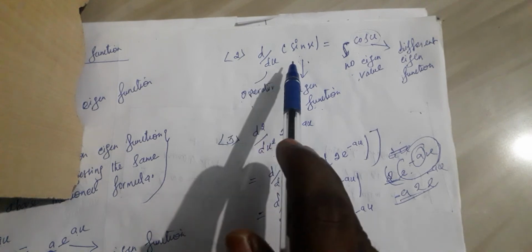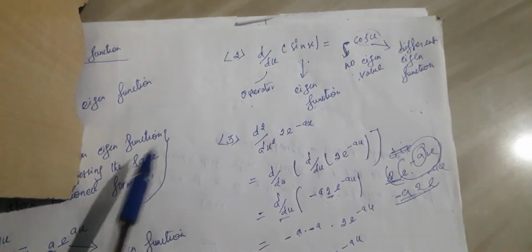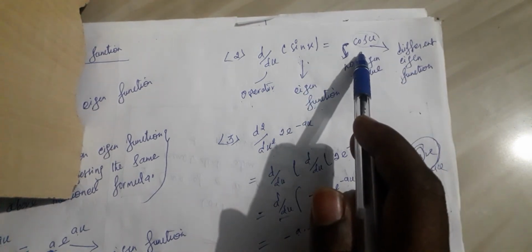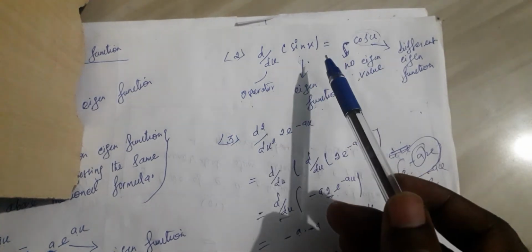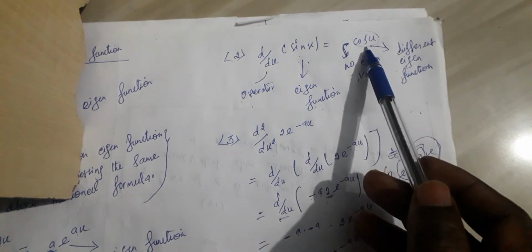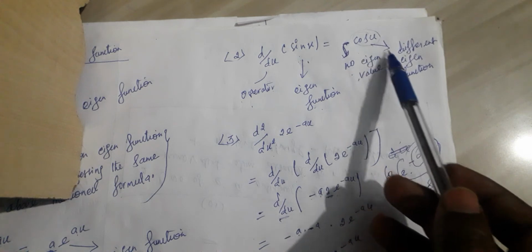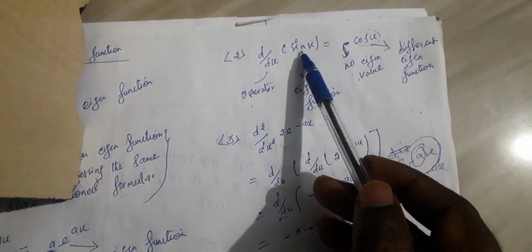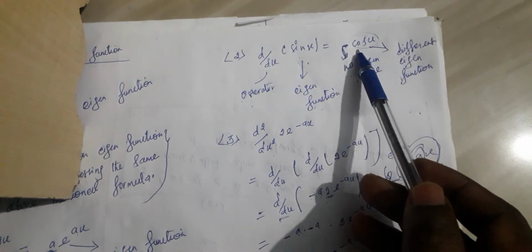So d by dx of sin x equals: option A cos x, option B minus cos x, option C sin x, option D minus sin x. You can answer cos x. Another way they may ask the question is whether the eigenfunction is different or the same. The answer is that the eigenfunction is different, because the eigenfunction in the reactant is sin x, but in the product it is cos x.